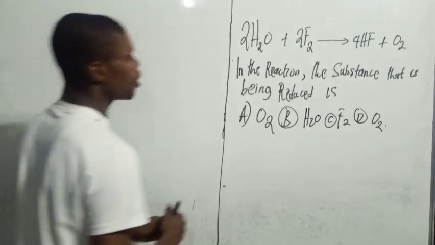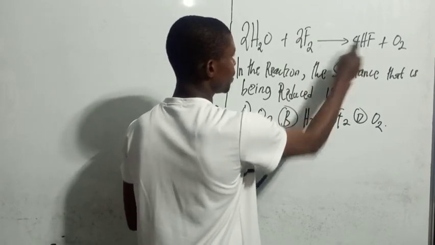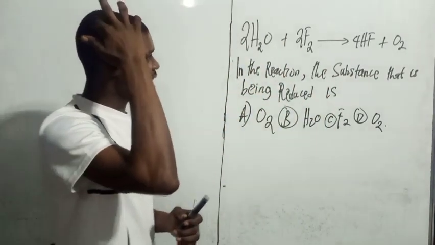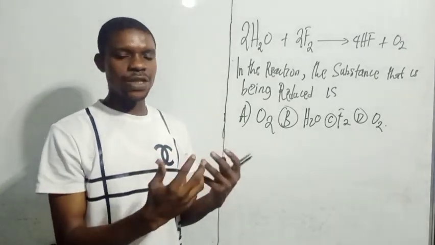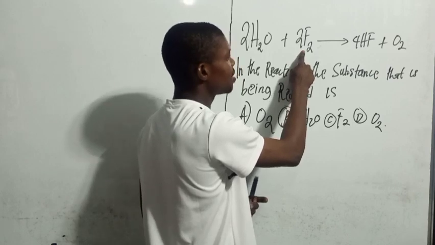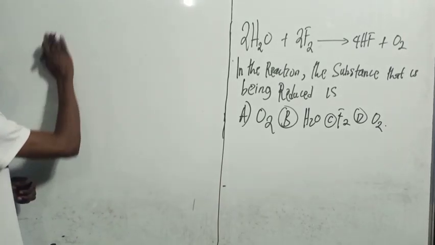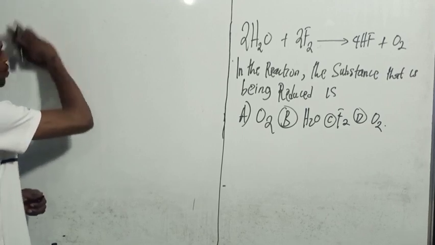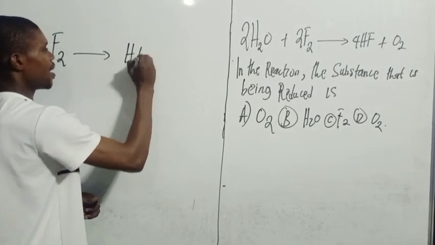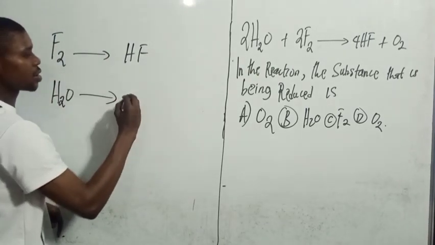So now let's go into it. There's fluorine here, there's hydrogen here, there's oxygen here, but no oxygen on the other side. So you are not defining in terms of oxygen, you are defining in terms of hydrogen. Because this fluorine here has no hydrogen, but here it has hydrogen. So F2 moves towards HF, then H2O moves towards O2.